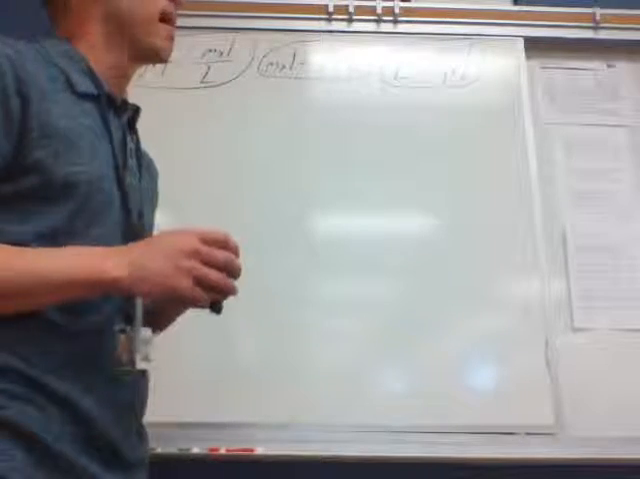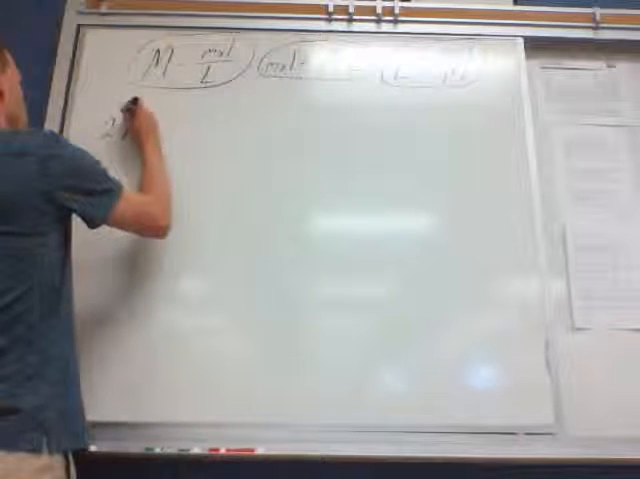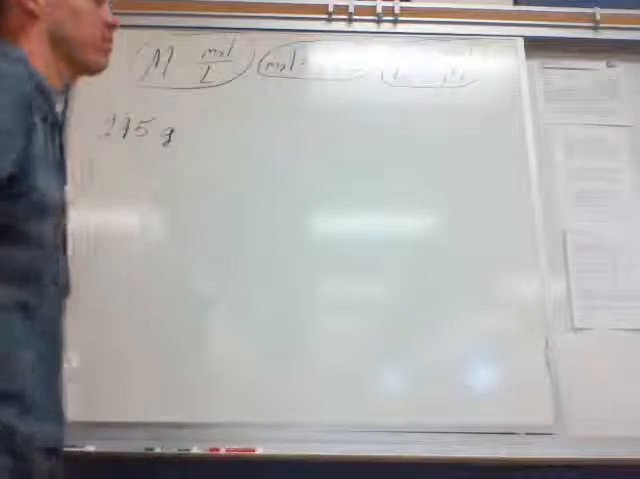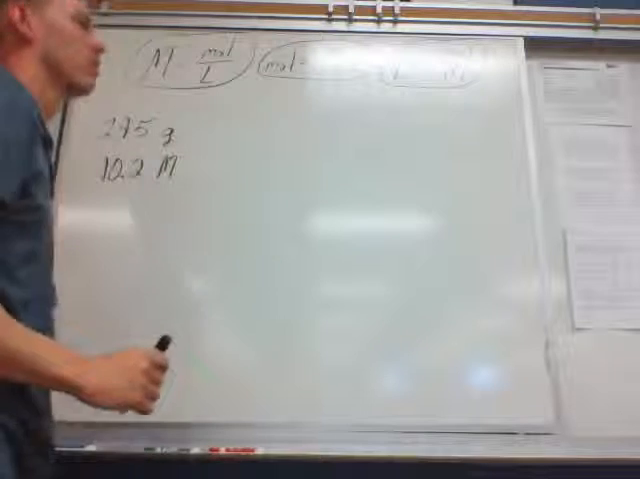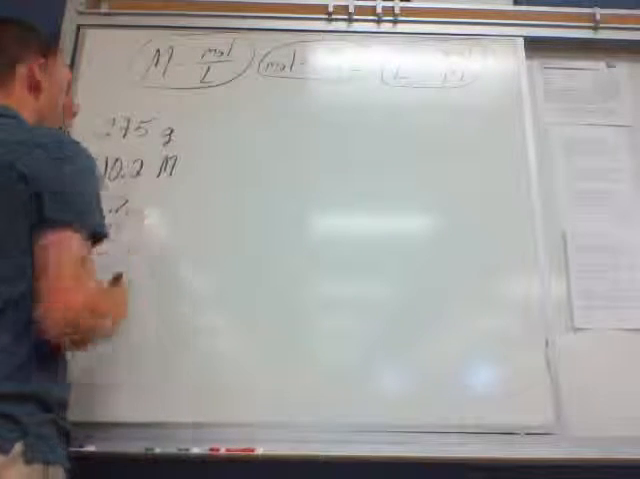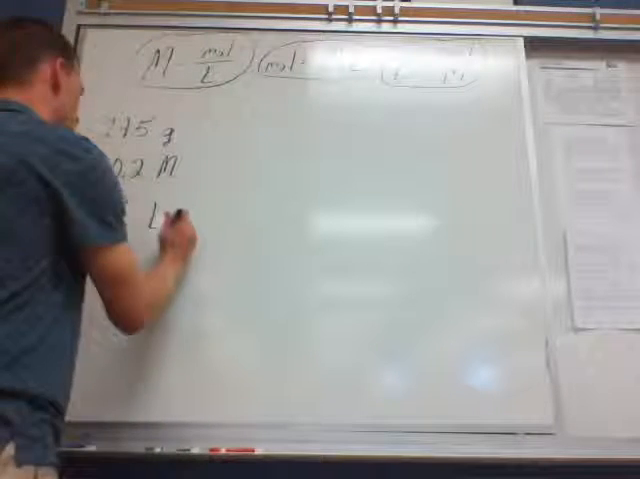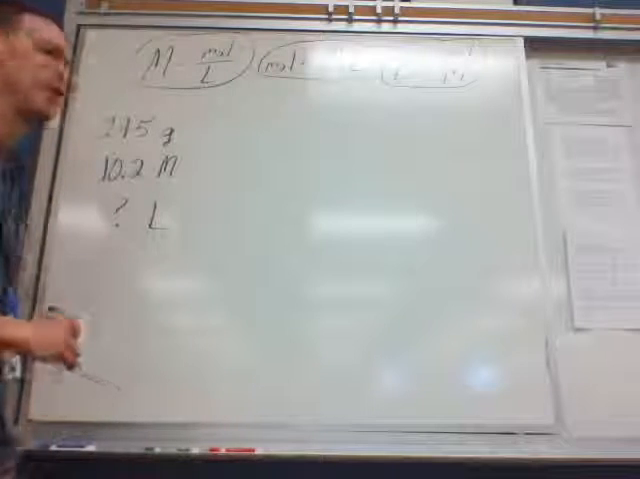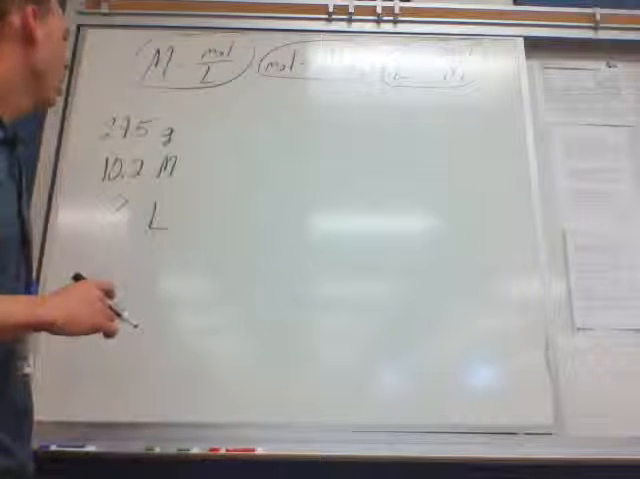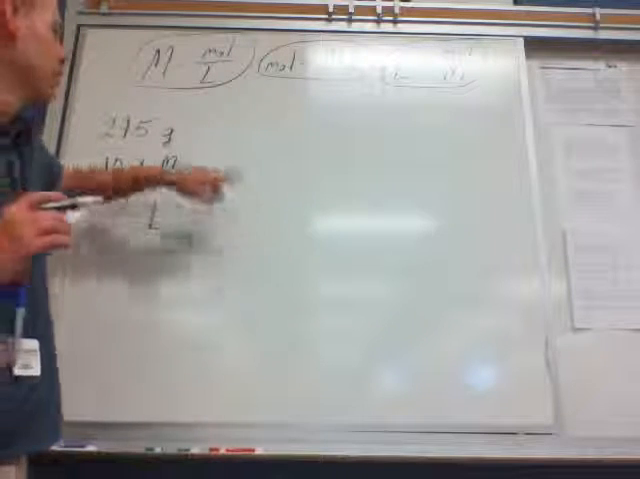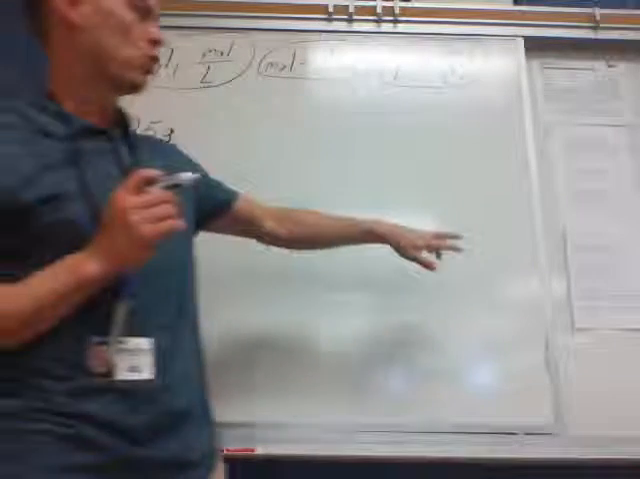Let's figure it out systematically. I'm going to pull the numbers out of the problem as always. 295 grams, 10.2 molar. What is the volume? What are the units of volume? Liters. So make sure that hopefully you knew that. All right. By now you should. So let's know how many liters, because volume is liters. I have the siren go off, because I see a G.